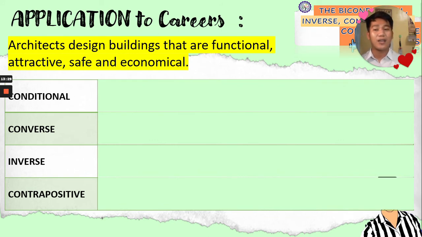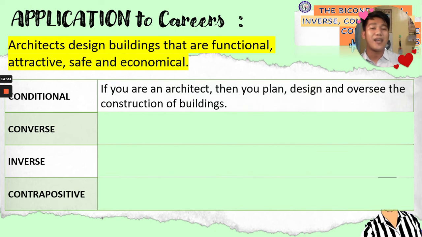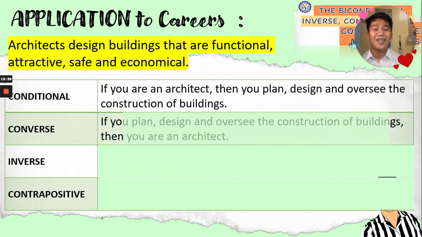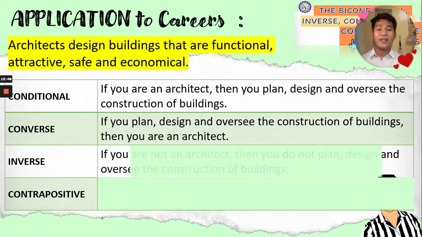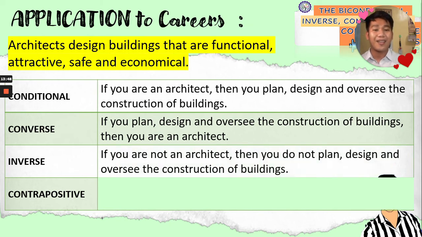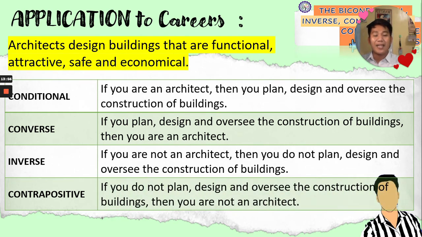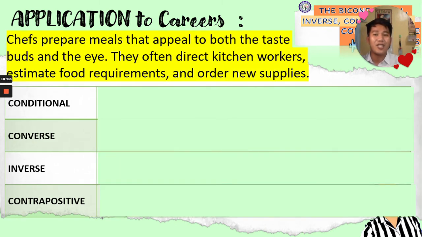So here is the conditional. If you are an architect, then you plan, design, and oversee the construction of buildings. And its converse, if you plan, design, and oversee the construction of buildings, then you are an architect. And for the inverse, if you're not an architect, then you do not plan, design, and oversee the construction of buildings. And contrapositive, if you do not plan, design, and oversee the construction of buildings, then you are not an architect.